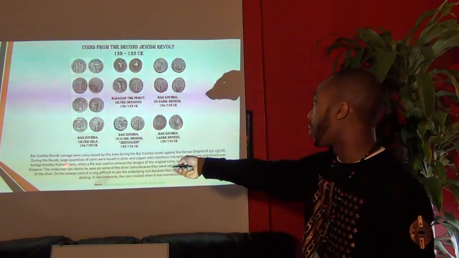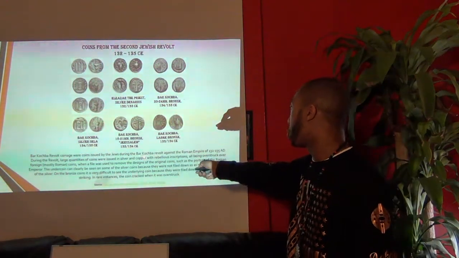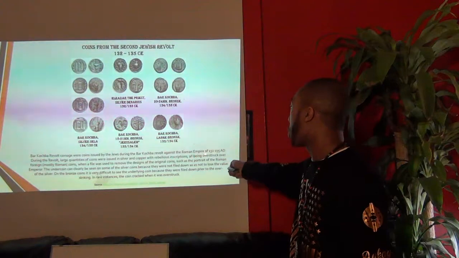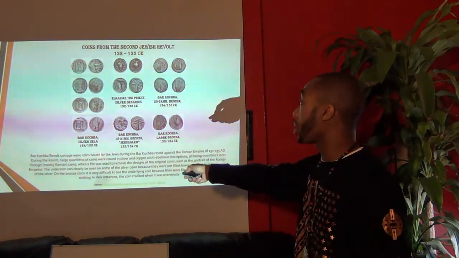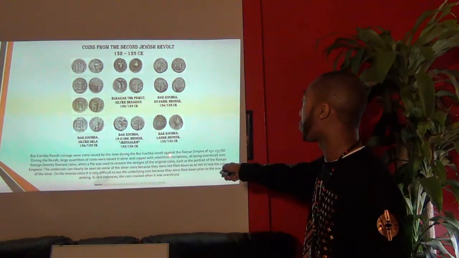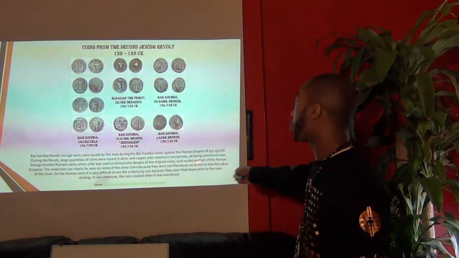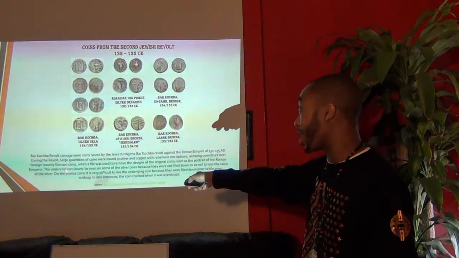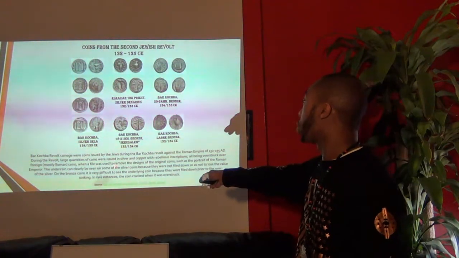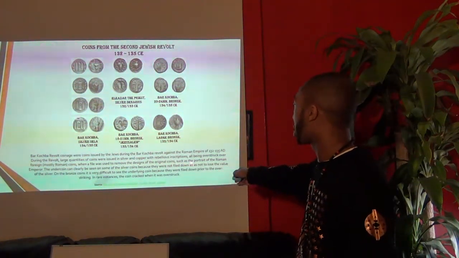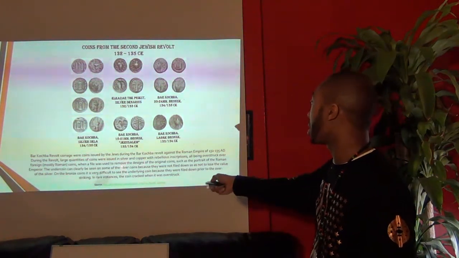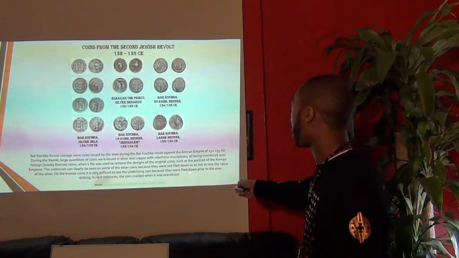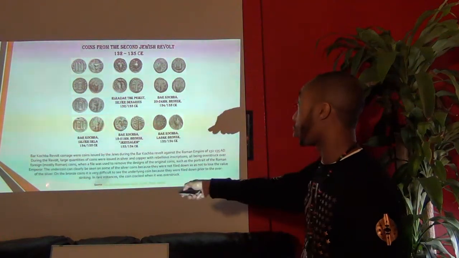Bar Kokhba revolt coinage were coins issued by the Jews during the Bar Kokhba revolt against the Roman Empire of 132 to 135 AD. During the revolt, a large quantity of coins were issued in silver and copper with rebellious inscriptions, all being overstruck over foreign, mostly Roman coins. A file was used to remove the designs of the original coins, such as the portrait of the Roman emperor. The undercoin can clearly be seen on some of the silver coins because they were not filed down, so as not to lose the value of the silver.